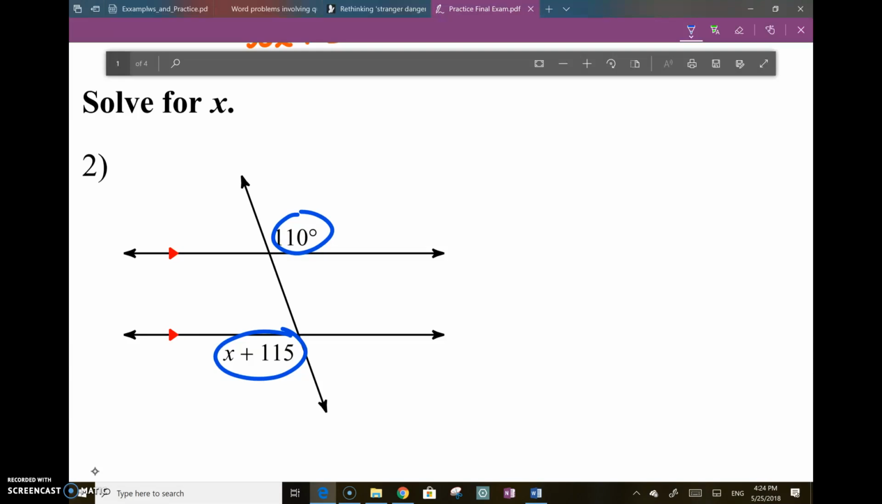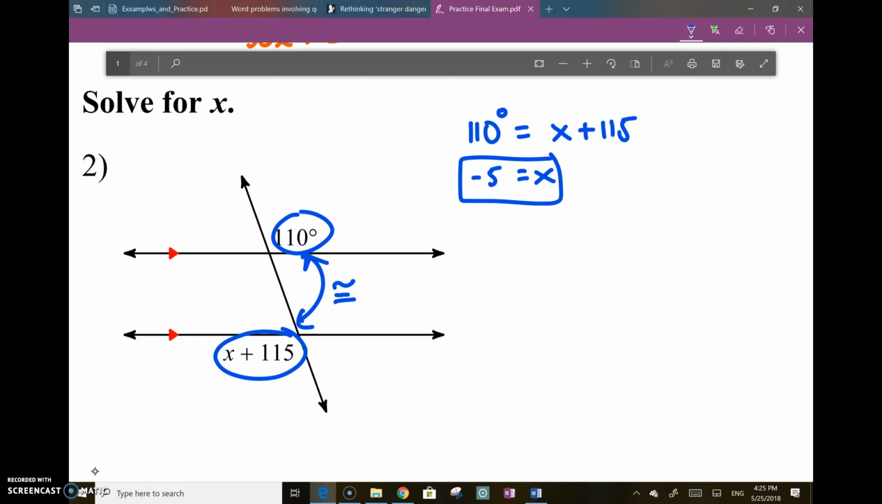These are alternate exterior angles, which are the cousins of the alternate interior angles, and that means that they are definitely congruent to each other. Being congruent, all I have to do is set up an equation which says that this angle measurement is the same as this one, and all I need to do is find the value of x, which turns 115 into 110. Subtracting 115 from both sides, I get that x is negative 5. And just like that, it's done.